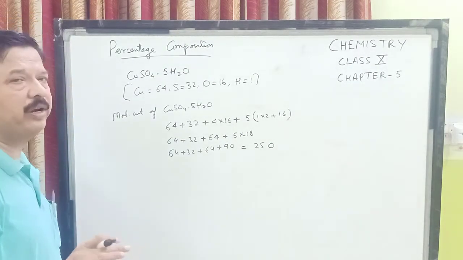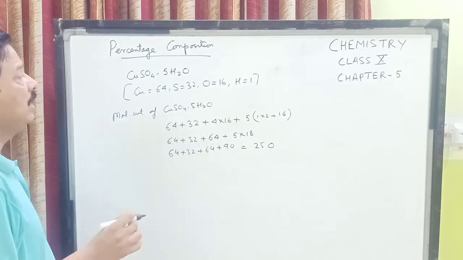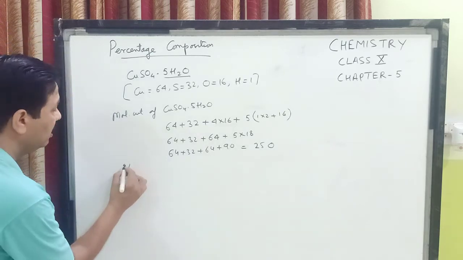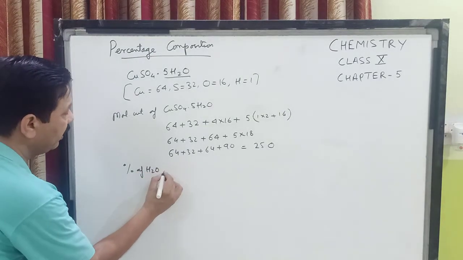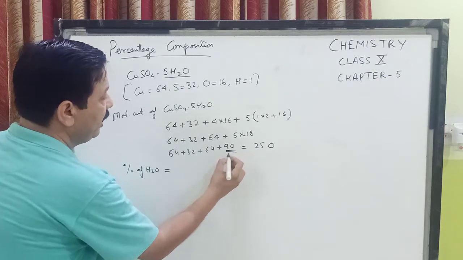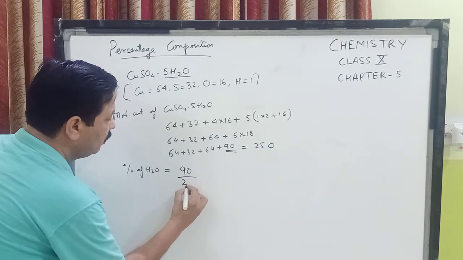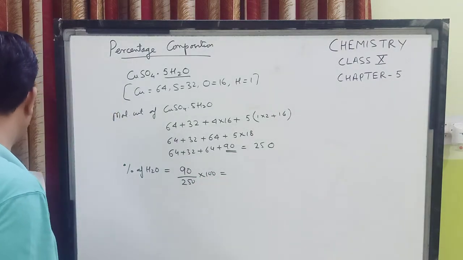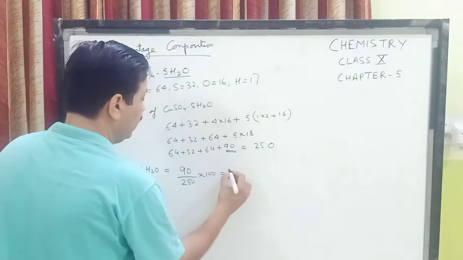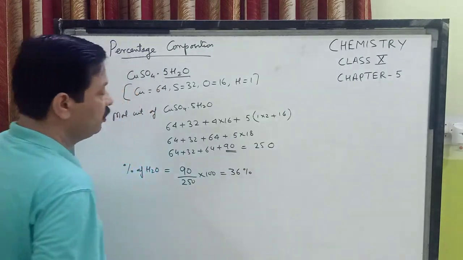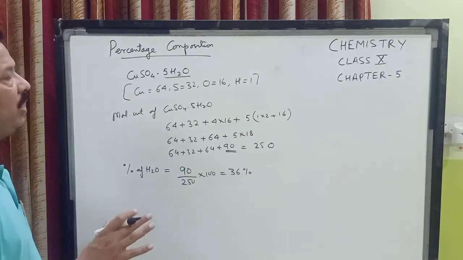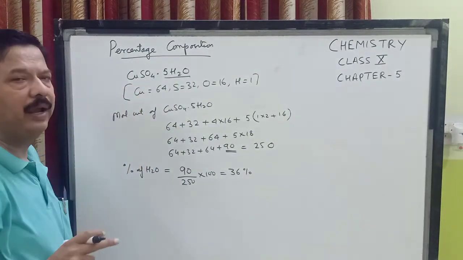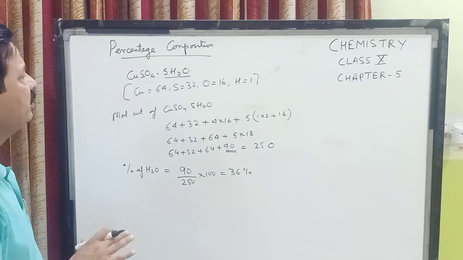Now in this question, children, it is only asking us to find out the percentage composition of water of crystallization. So we find out the percentage of water present in it, and it will be 90 parts out of 250 parts, out of 100. When we calculate, this value comes out to be 36%. So children, in this compound, only the percentage of water of crystallization is asked and not of all the other elements present in it. I hope this question is clear to you.